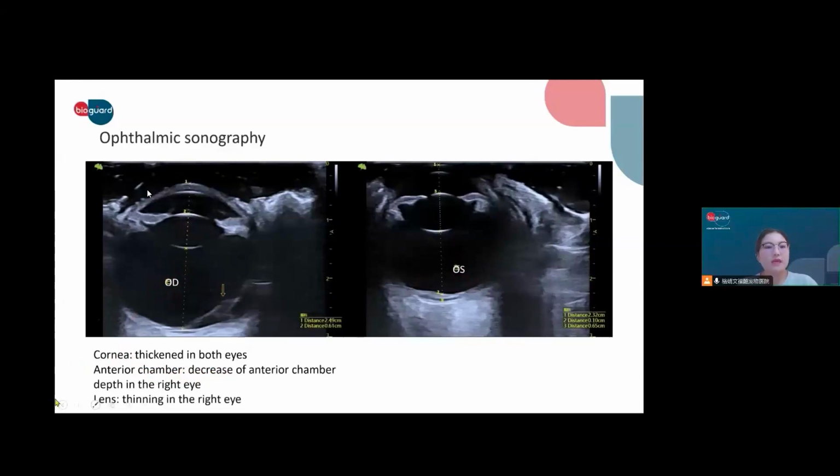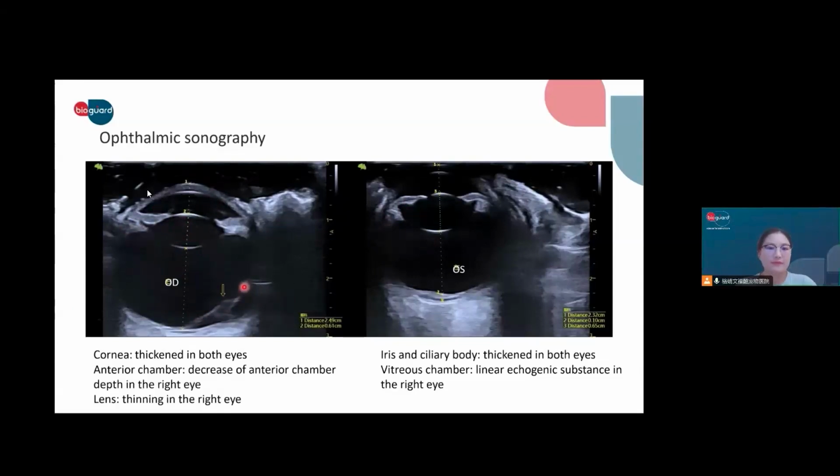And the lens was thinning in the right eye. How about the iris and the ciliary body? The iris and the ciliary bodies were thickened in both eyes. And we can see the linear echogenic substance in the vitreous chamber in the right eye.